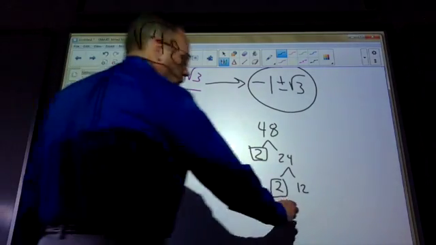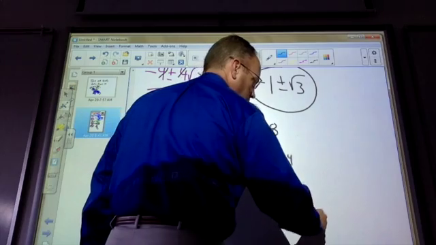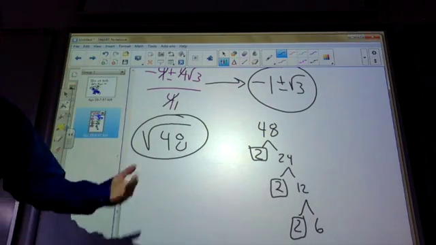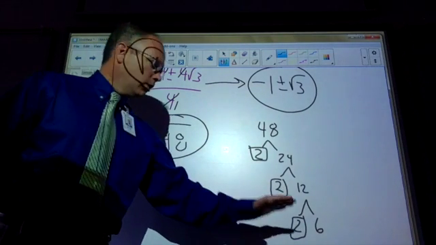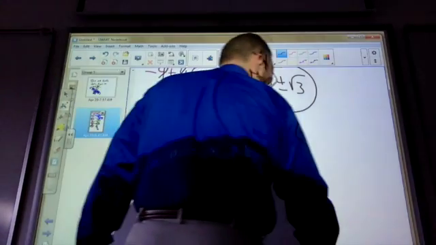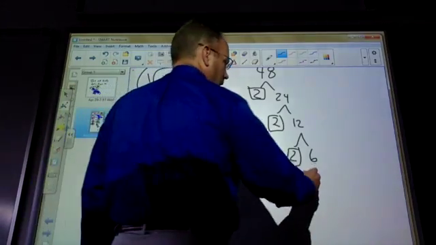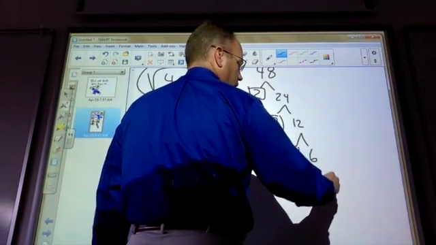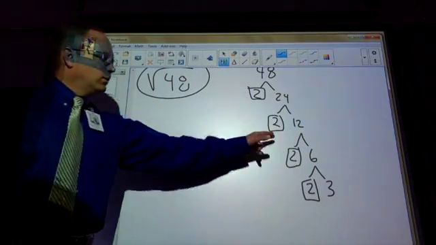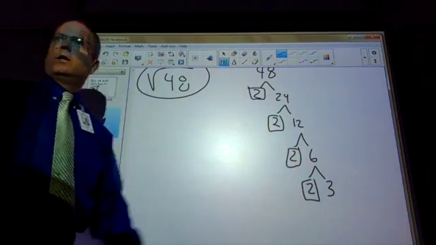So let's keep breaking 12 down a little bit further. I know 2 goes into that as well, so that's 2 times 6. So I'm going to put a square around that. Can't break that 2 down. So now I know that 2 times 2 times 2 times 6 is 48. Right? And then I can break 6 down a little bit more. I can break that down into 2 and 3. So 2 times 2 times 2 times 2 times 3.